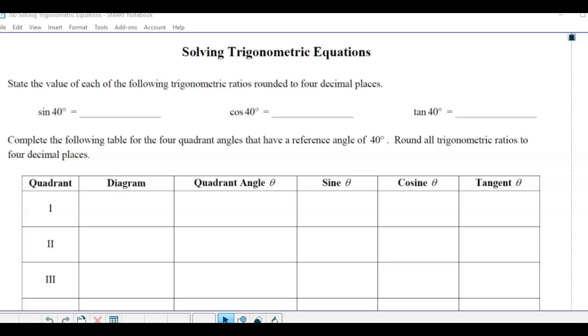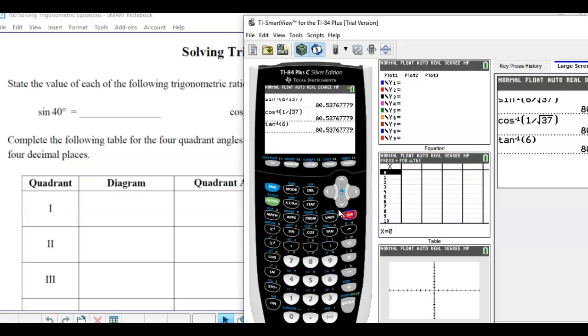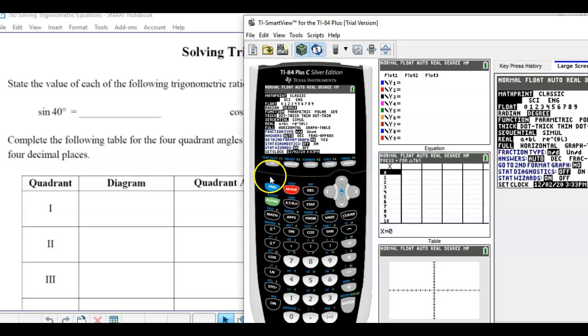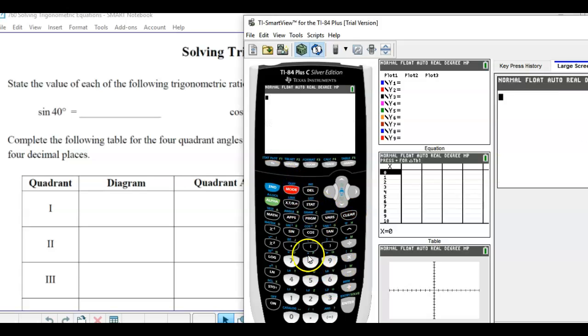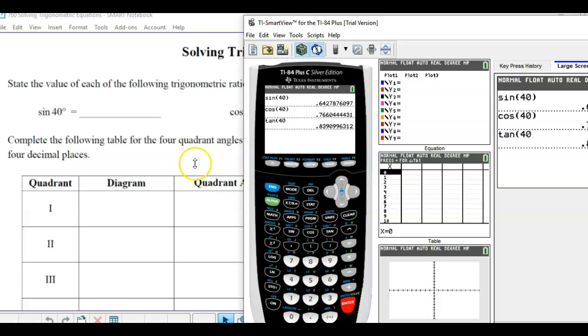So first it says state the value of each to 4 decimal places. So just get your calculator out. Remember, make sure it's in degree mode. And you're going sine of 40. I'm just going to do them all at once. Cosine of 40 and tan of 40. And to 4 decimal places, the first one would be 0.6428.